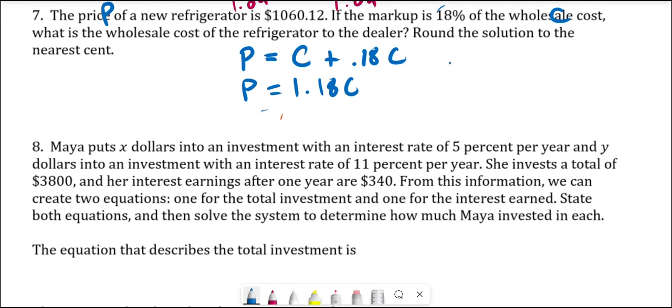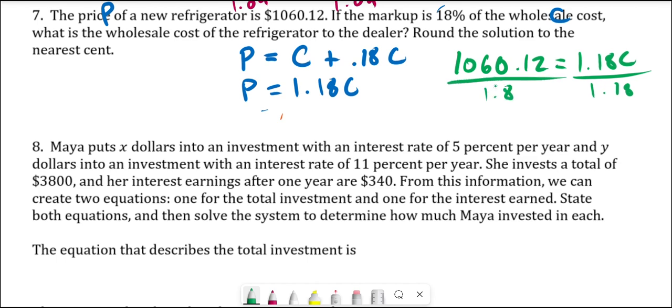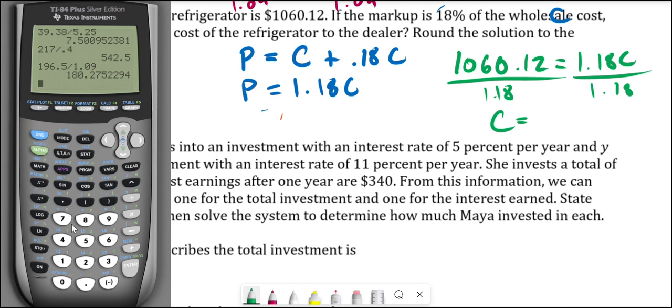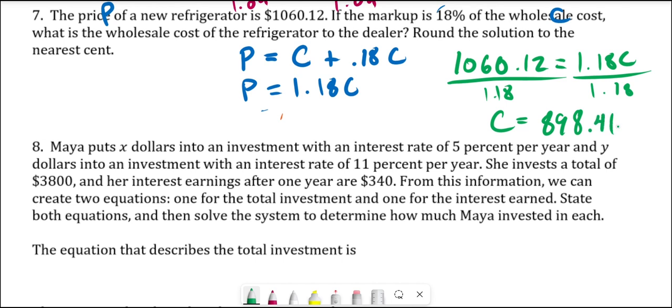So we were told, however, this has got some particulars to it, right? What is P? P was given as 1060.12. And so in order to solve for C, I want to divide both sides by 1.18, and we get that C is equal to, grabbing our handy dandy calculator, 1060.12 divided by 1.18. And rounding to the nearest cent, that's 898.41. And there you have it.